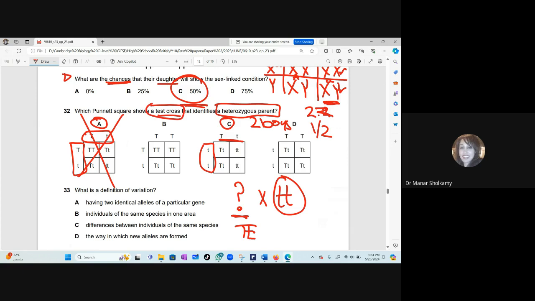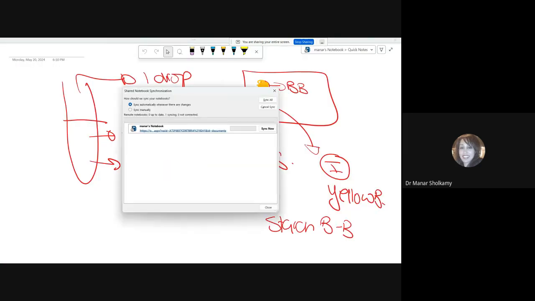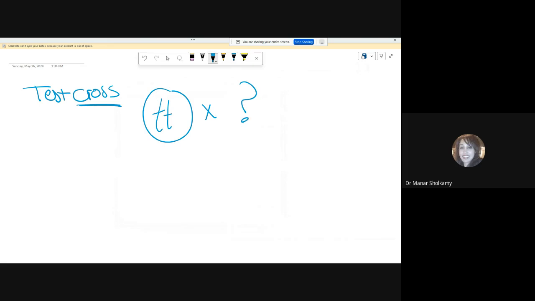Now this is telling me that you don't know what a test cross is. What is a test cross? How many times did we study a test cross? A test cross is a cross in order to test the genotype of an unknown parent. You don't know what's a test cross? A test cross is a cross in which we will combine or allow the breeding of a homozygous recessive parent with an unknown parent. We don't know the genotype of this unknown parent.